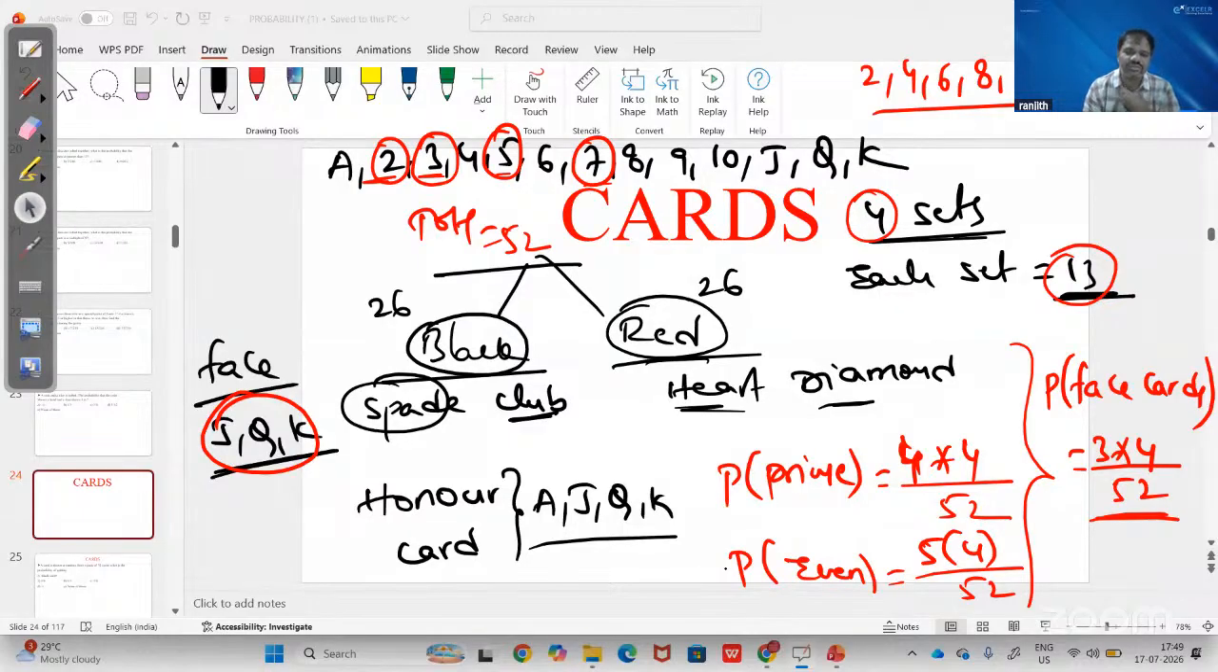We can write anything: prime numbers, even numbers, odd numbers, more than 10, less than 10. We don't have anything more than 10. Okay. What is the probability of ace cards? Ace card is nothing but A only. J is jack, Q is queen, and K is king. So what is the probability of king cards, queen cards, or jack cards, with replacement or without replacement? We'll discuss that. Okay. Next question.